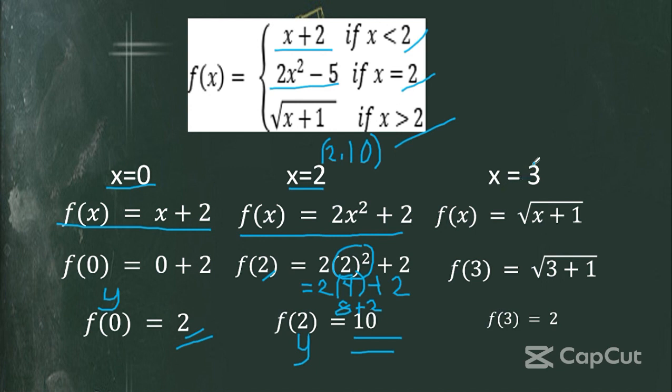Very good. When x is equal to 3, which sub-function must be used? Since 3 is greater than 2, look at which interval 3 belongs to. So, the third one, square root of x plus 1. Substitute the value of x, which is 3. Then follow PEMDAS. So, 3 plus 1 is equal to 4. So, square root of 4. Here, square root of 4 is a perfect square. So, 2 times 2.